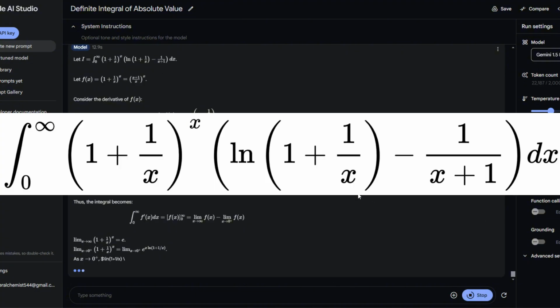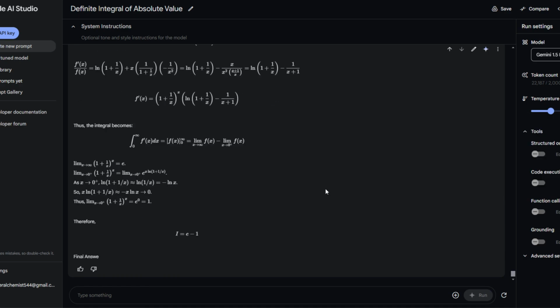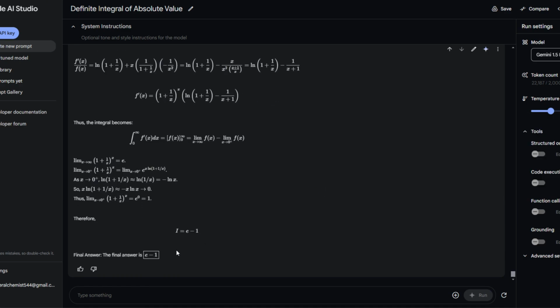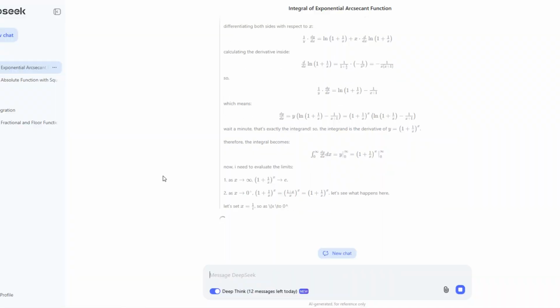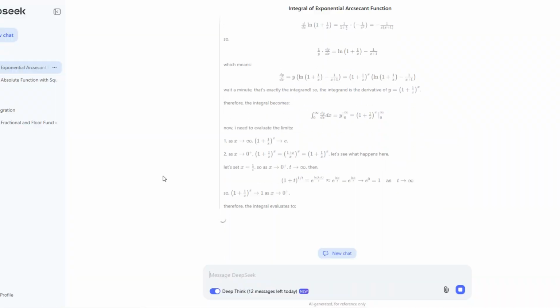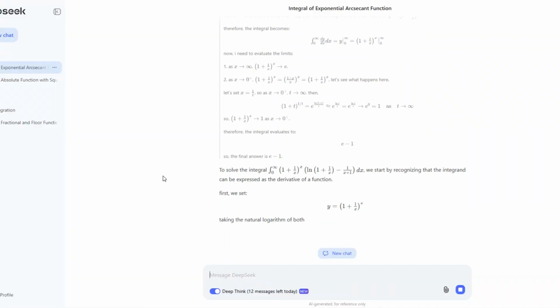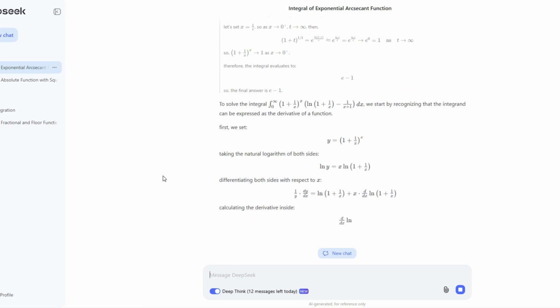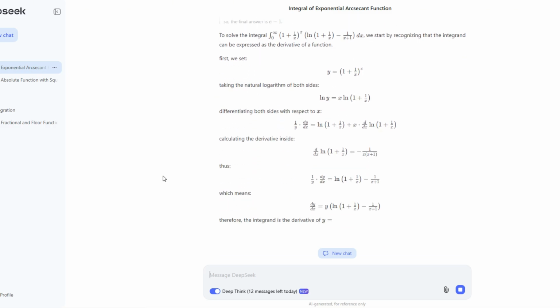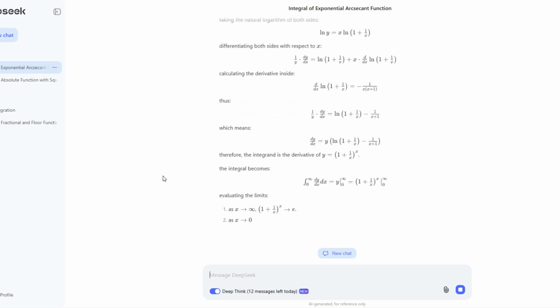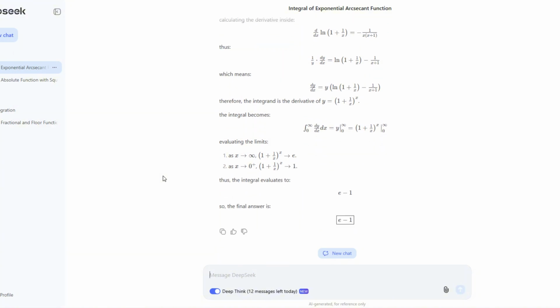Oh, it is going crazy. Holy hell. It is going crazy. Oh, it got it right. Yes, it is e minus 1. Oh, do not forget the 1. Oh, nice. Okay, so I think it's going to get it. e minus 1? You should get e minus 1. Yep, e minus 1. That is correct.